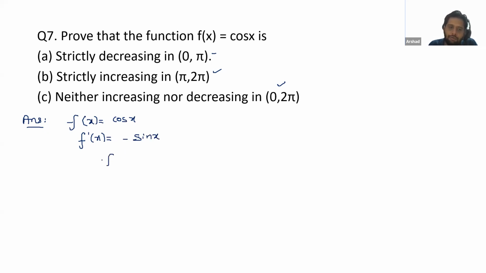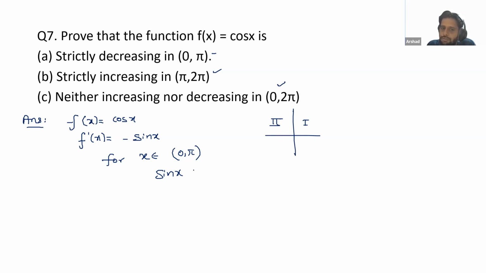So for x belongs to 0 to pi, first we put x equals 0, right? No, there's no need to put x equal to 0, because the interval is already given, so we will not find any critical point. We have this complete interval, so we write x belongs to 0 to pi. Abdul, 0 to pi means first and second quadrant. Can you tell me what sin x is in the first and second quadrant? It is positive, so sin x is greater than 0.